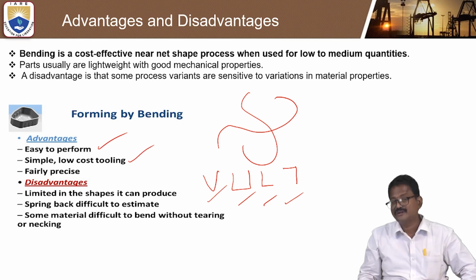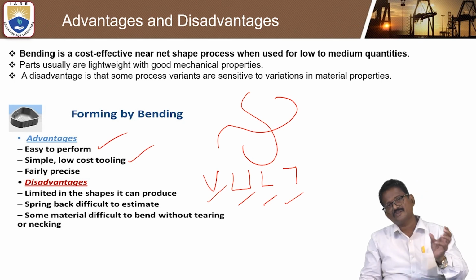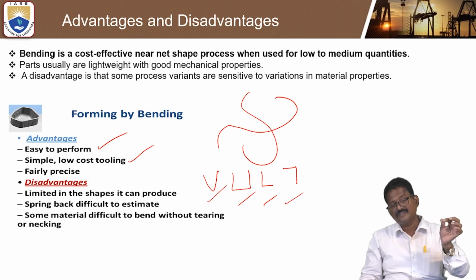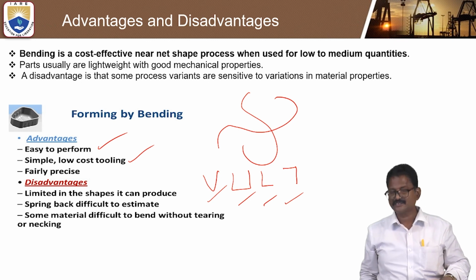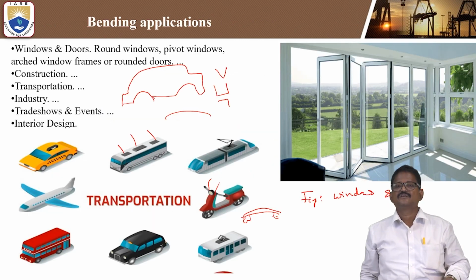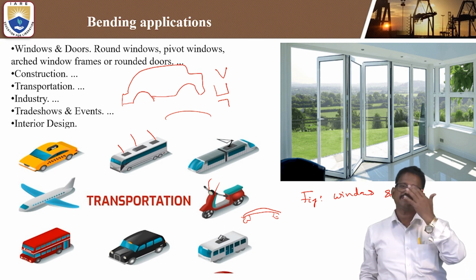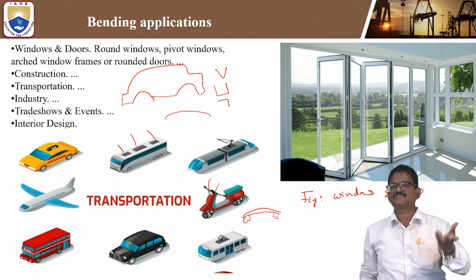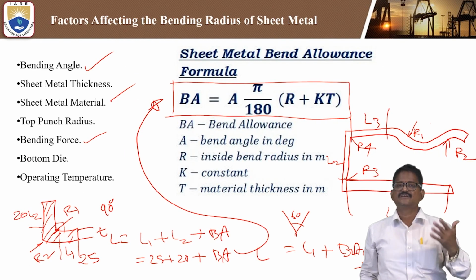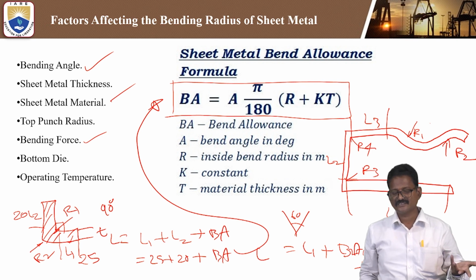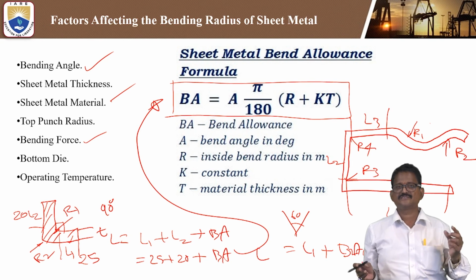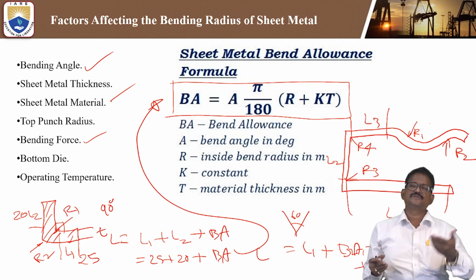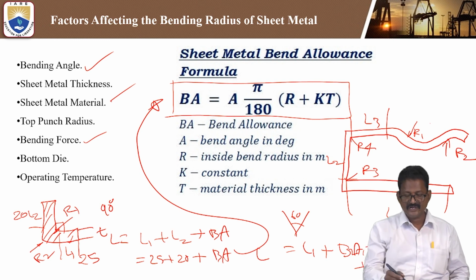So that is why, depending upon the customer requirement, what type of bending, how much thickness, what length, you calculate it all. Then you are supposed to apply this simple bending process. Applications include a variety of construction and transportation industries, trade shows, events, and interior design and decoration. These are some of the factors which will affect the radius of the sheet metal: bending angle, sheet metal thickness, material, top punch radius, bending force, bottom die, and operating temperature.